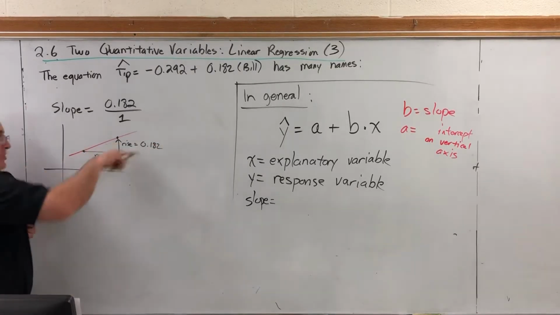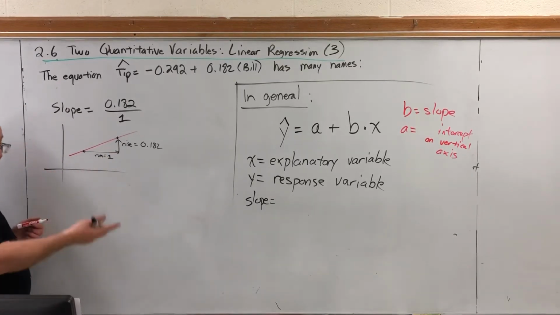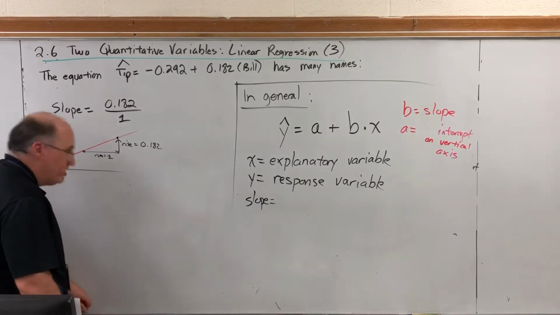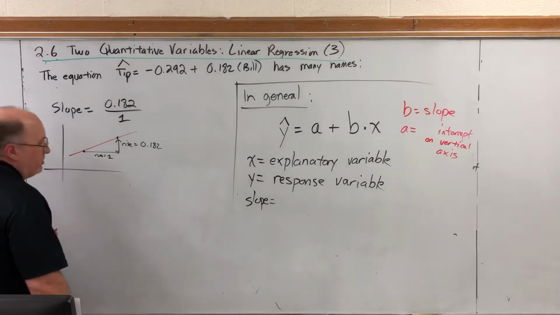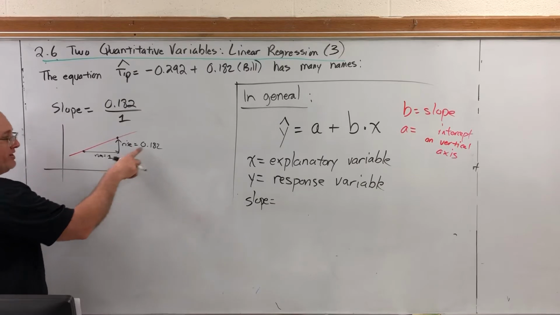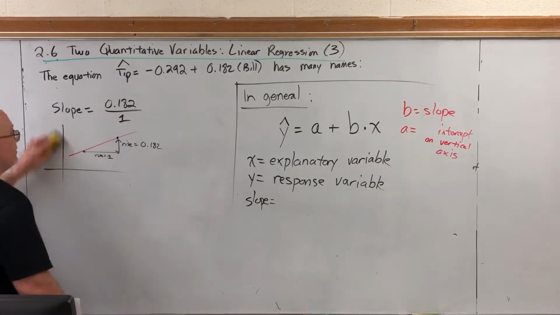Well, the run being in the horizontal direction is a measurement of the bill, specifically how much a bill is changing. And the rise going in a vertical direction is a measurement of how much the tip changes. So loosely speaking, this means that if the bill goes up by $1, we predict that the tip would go up by about 18 cents.